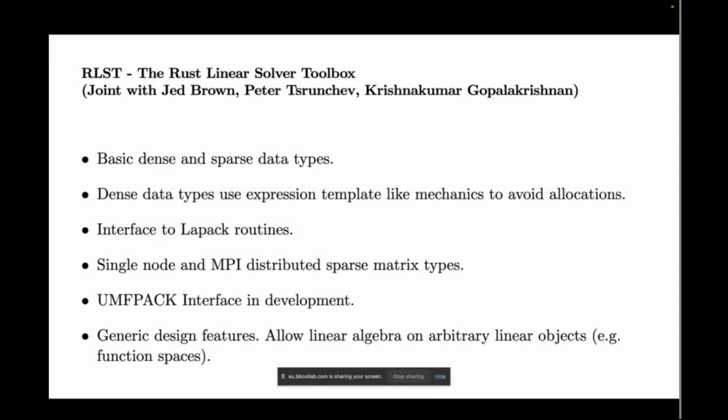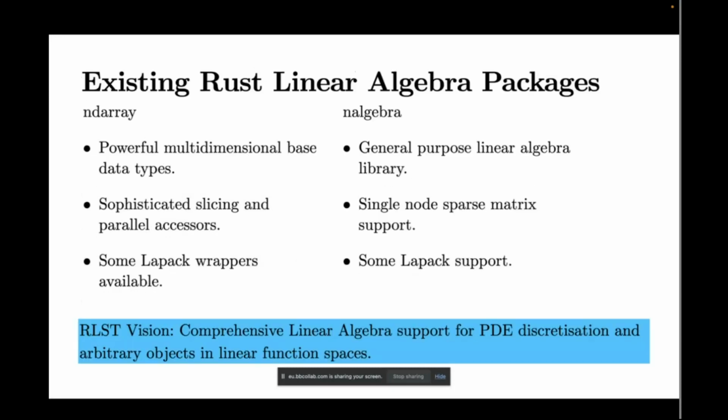And we try to do it with very generic design features. So we are very much interested in designing linear algebra independently of the specific underlying types. Everything is done purely through traits, so that, for example, we can do linear algebra on arbitrary function objects, arbitrary function spaces. So I'm going to come to that as well.